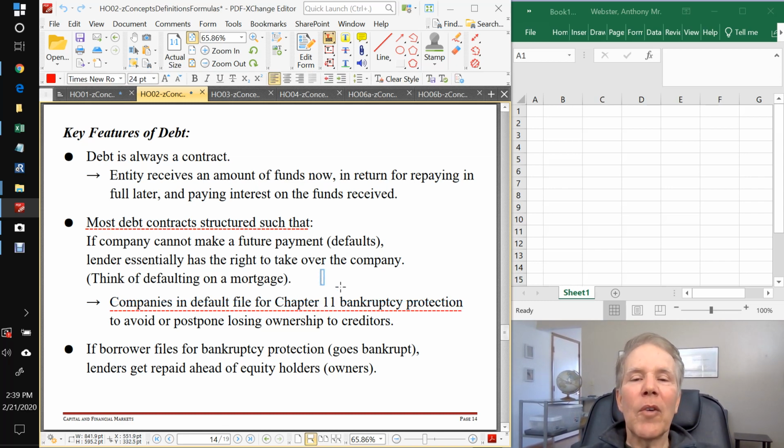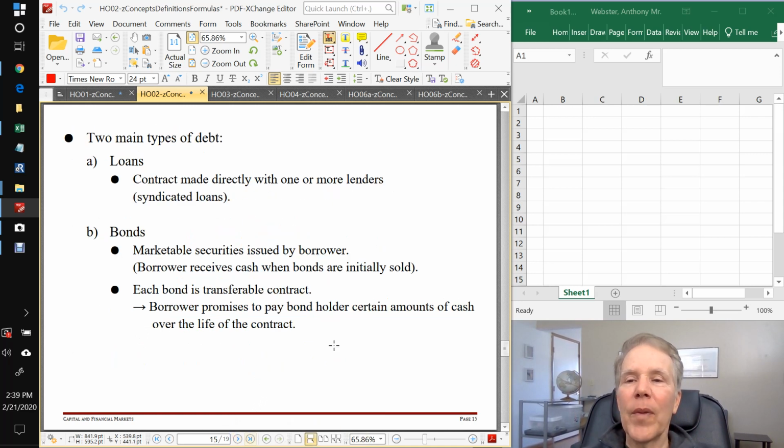That really just postpones the inevitable. Your lenders are going to wind up owning the company. The judge is just going to make sure it happens fairly, and hopefully all the workers don't get fired and things like that.